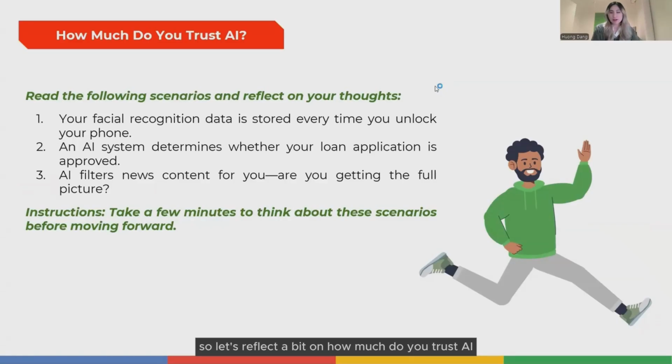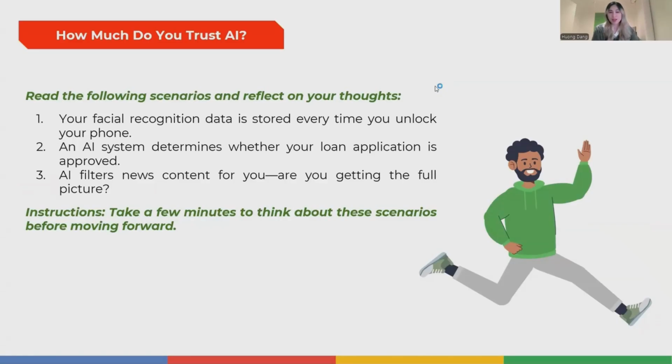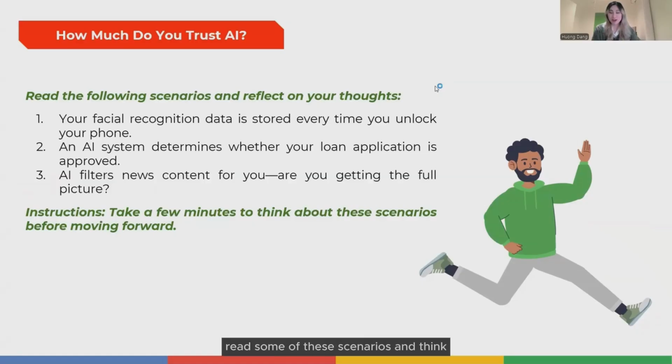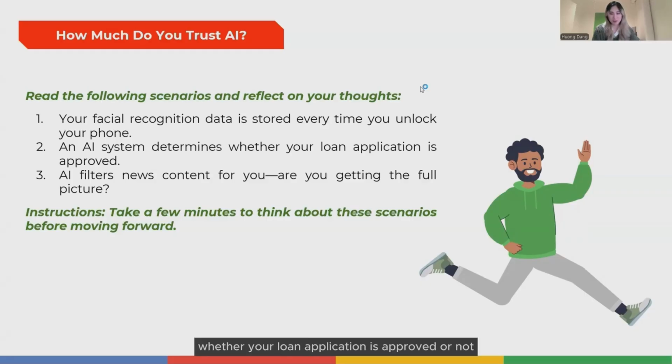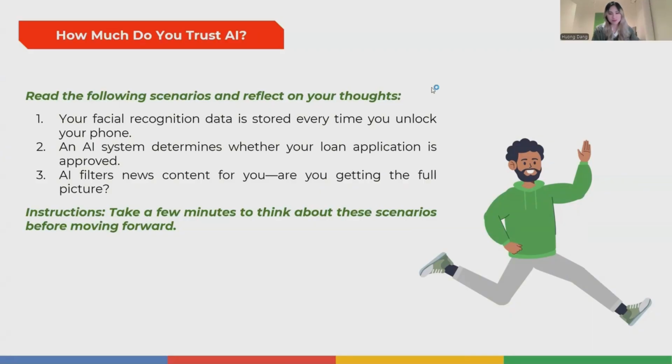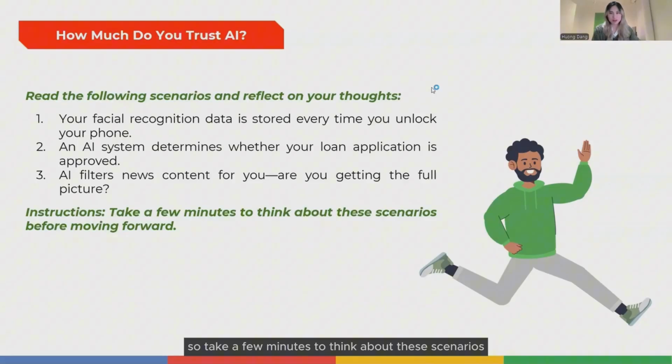So let's reflect a bit on how much you trust AI. Bear in mind, read some of these scenarios and think: your facial recognition data is stored every time you unlock your phone. An AI system determines whether your loan application is approved or not. And AI filters news content for you, so you are getting only a selective view of it, maybe not the full picture. So take a few minutes to think about these scenarios before we move forward. Think about whether we're giving way too much control, and whether we trust all of this.